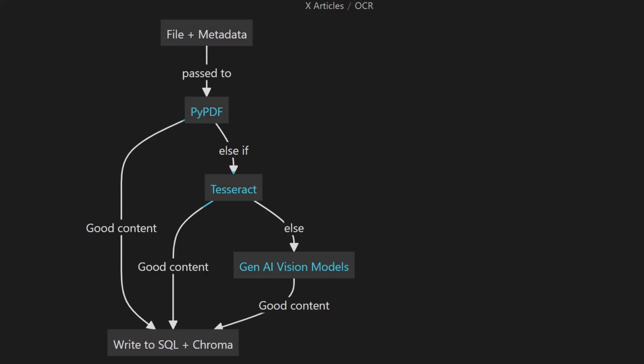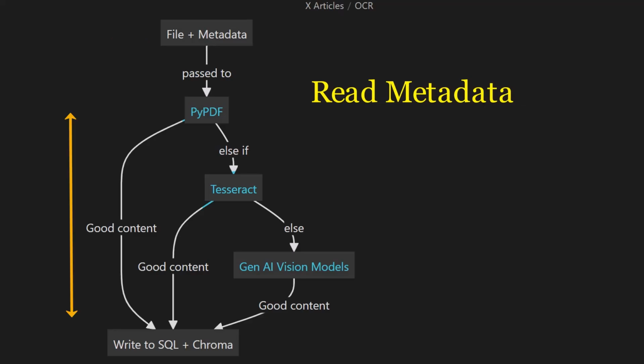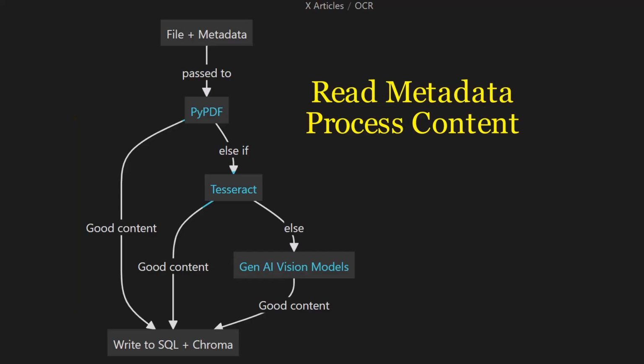So in video number 2, we discussed the file drop functionality. Now we'll focus on the file_processor.py file. Number 1, read metadata. Here we are going to extract the file type, name, size, creation date, creator, etc. Step number 2, process content. Here we are going to use PyPDF, Tesseract, and Llama Vision models to read the file's content. Step number 3, quality check.